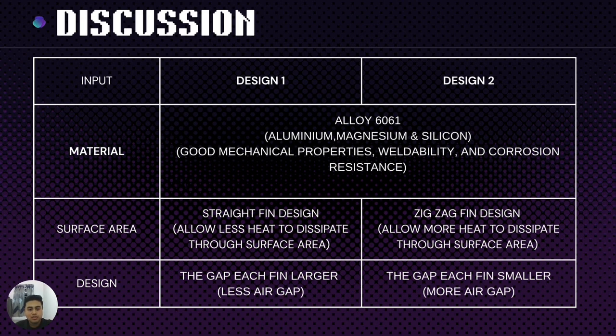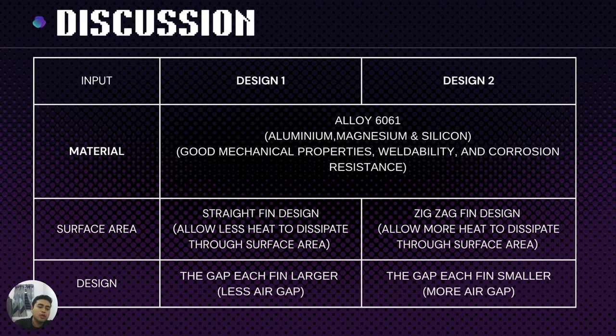For both designs, we use the same material, which is alloy 6061. This alloy is a combination of three main materials: aluminium, magnesium, and silicon. This is the reason industry commonly uses this kind of alloy to make heat sinks, because it has good mechanical properties, weldability, and corrosion resistance. It is also a heat treatable alloy, meaning that it can harden through heat treatment and is often used in structural applications.